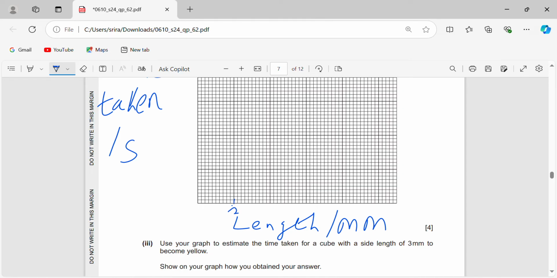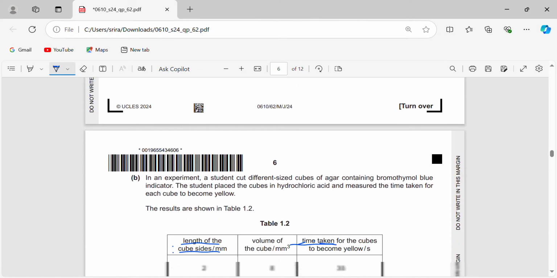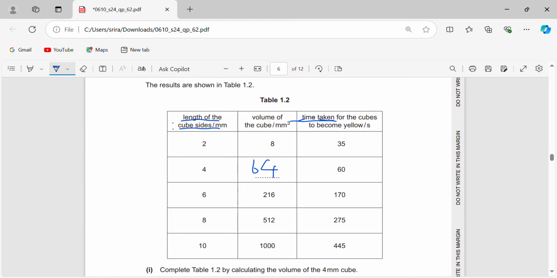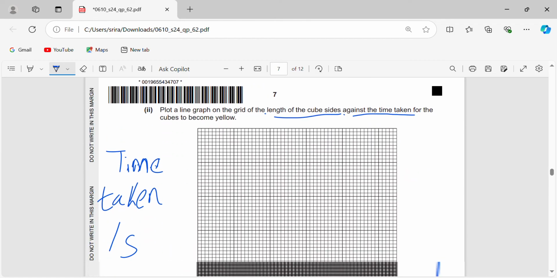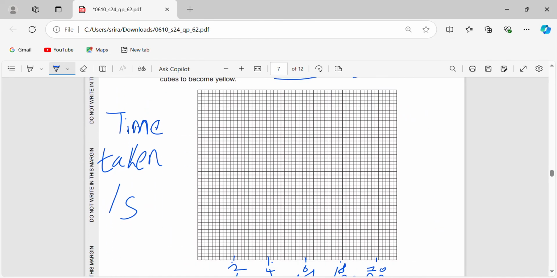So 2, 4, 6, 8, 10. So that's perfect. Now the time, it's going from a small value 35 all the way up till 445. So here I think the best scale, because we have 5 boxes, we take 100, 200, 300, 400, 500. That's a perfect axis that we have.